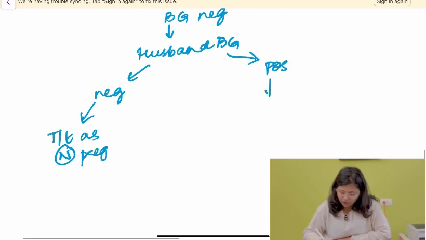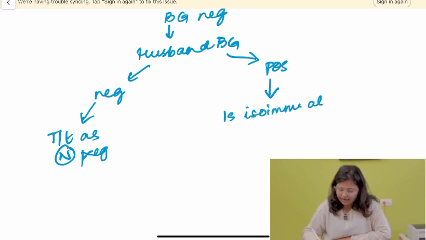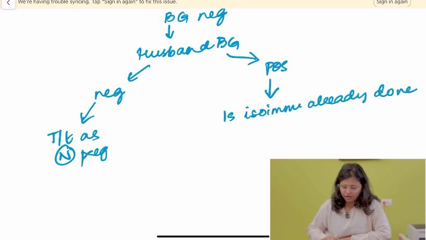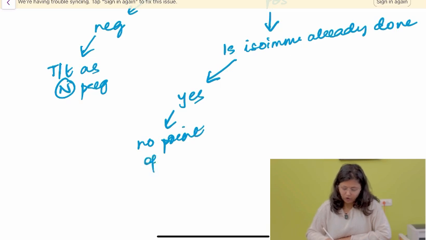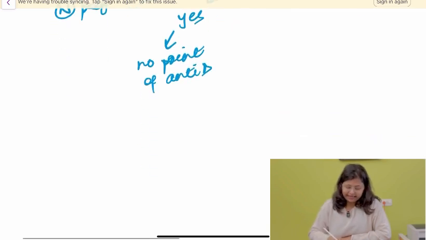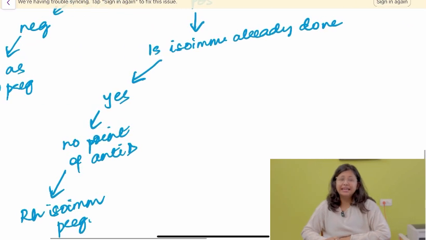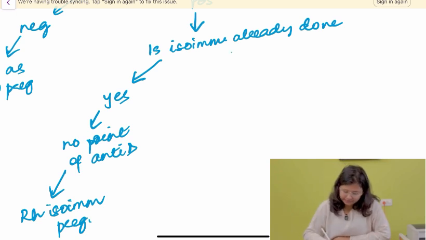So the next thing that we do is we ask the question, is isoimmunization already done? So, if isoimmunization is already done, then there is no point of anti-D. And this we will treat, which we will come to later, as an Rh isoimmunized pregnancy, which is totally different from a pregnancy that is Rh negative and not isoimmunized. So, how do we find out has isoimmunization occurred? For this, we have a test which is called the indirect Coombs test.